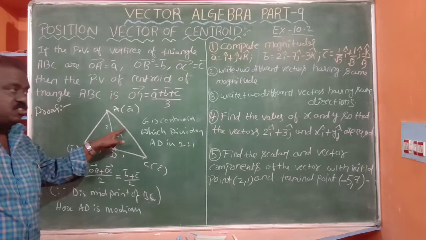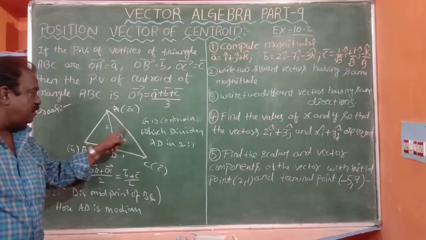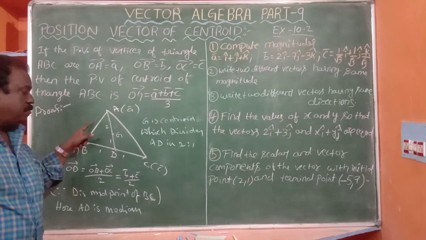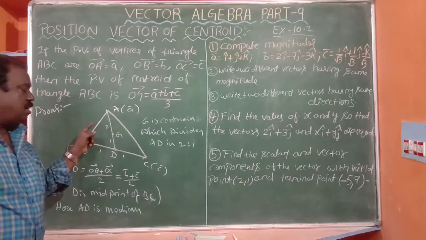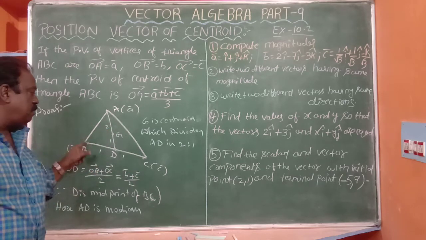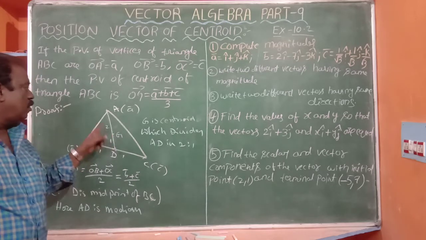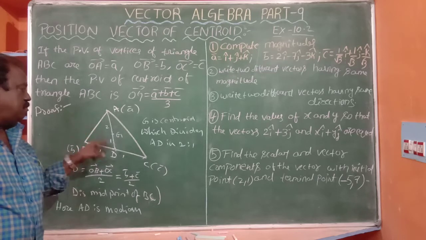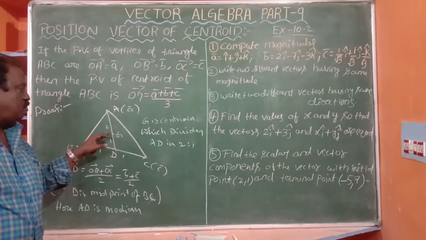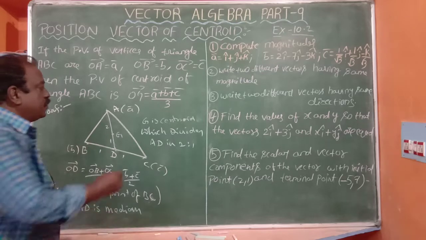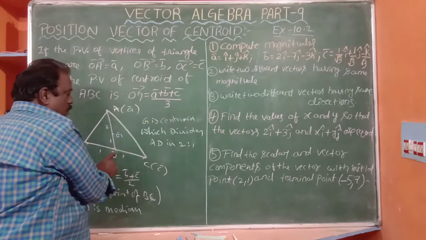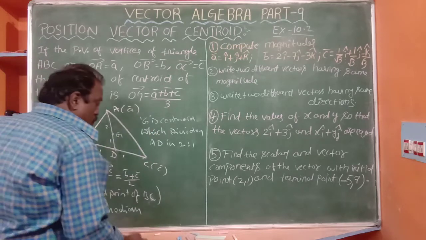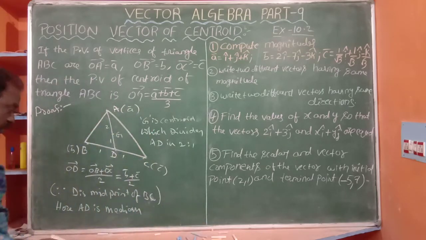If E is the midpoint of AC, then BE is also a median. F is the midpoint of AB, so joining C and F is also a median. All are meeting at one point. Everything is known. So AD alone is enough. AD is a median. Centroid G divides AD in the ratio 2:1. It is nearer to the midpoint and distant from the vertex. We know it well.